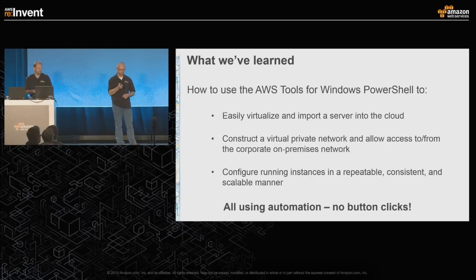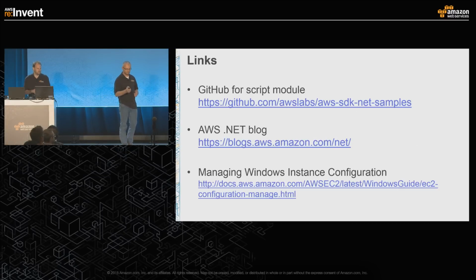Okay. So what we've learned then, in recap, how to use the tools for Windows PowerShell to automate how to get servers virtualized and imported into the cloud, constructing the virtual private network, and you might want to use that VPC peering approach to do testing, for example, if you're hacking around with network ACLs, etc. You might want to test them before you apply it to your corporate net. VPC peering is a good way of doing that with simulated VPCs for your corporate net. And how to configure those instances once they're running in a repeatable, consistent, and scalable manner. No button clicks, right?